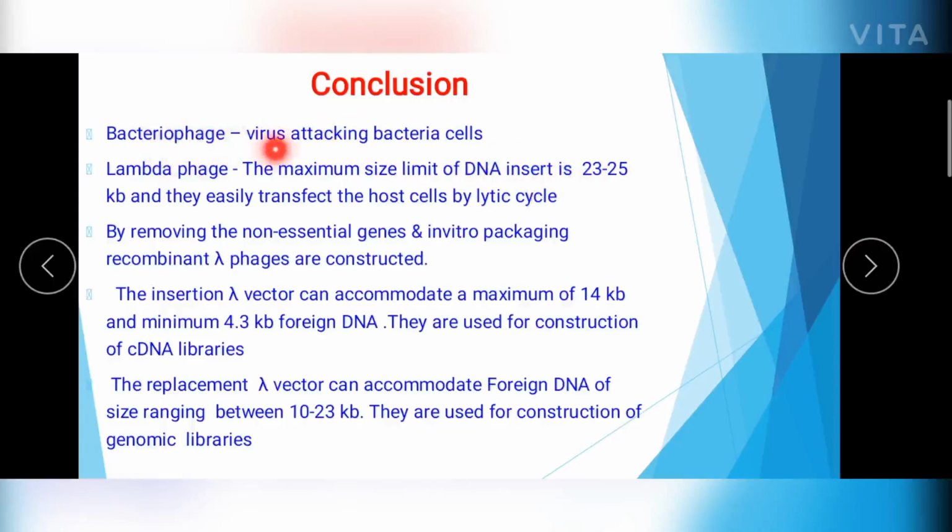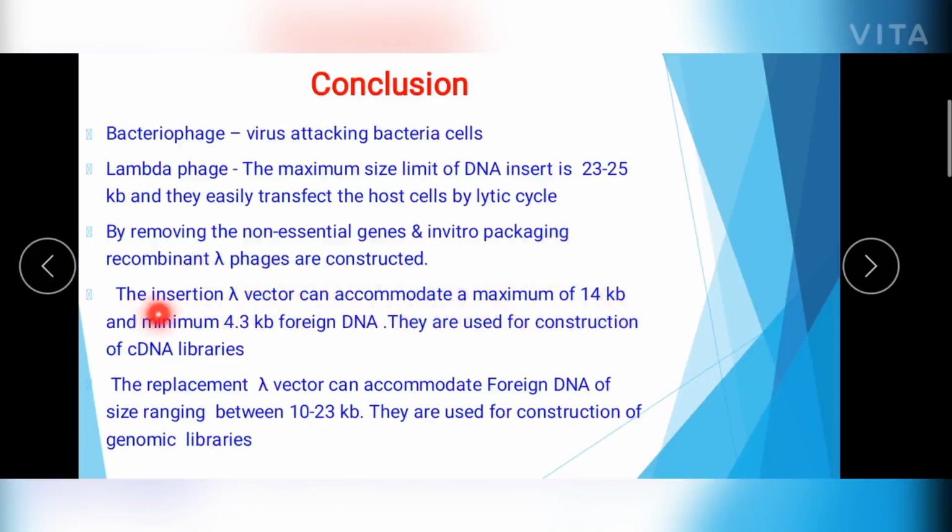So you have learned that bacteriophages are nothing but virus particles which attack the bacterial cell, and among the different types of bacteriophages, you are taking lambda phage because it has many essential features of a vector. Up to 25 kb of foreign DNA can be inserted, and they easily transfect the host cells by lytic cycle. And by removing the non-essential genes and by in vitro packaging, you are creating these recombinant lambda phages.